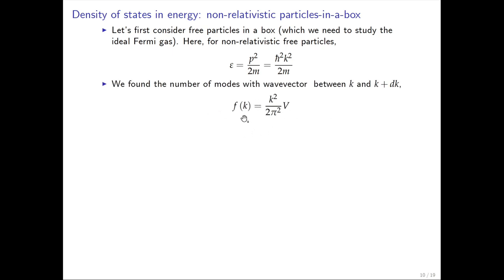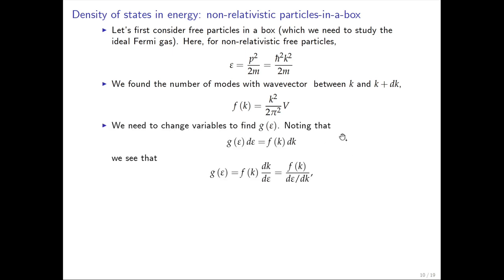So now we can move from the density of states, or the number of modes with wave vector between k and k plus dk, which is our density of states in wave vector. And we can just change variables to find what we want, g of epsilon. So we start with this equation. It just says the number of modes in energy between epsilon and epsilon plus d epsilon has to be the number of modes in wave vector that are in the interval k to k plus dk. So that's just conservation of number of modes, really.